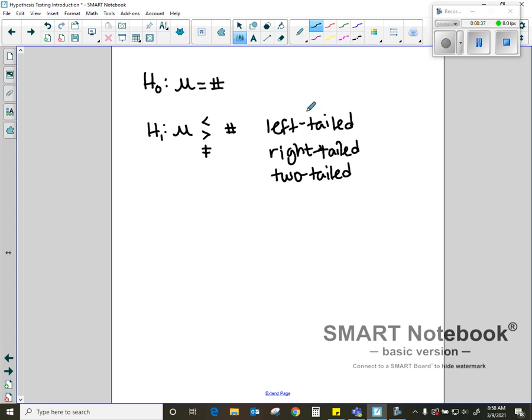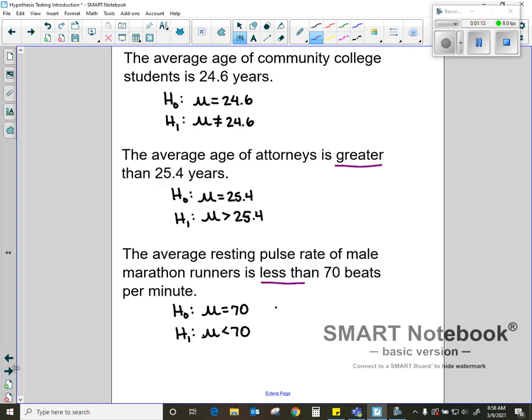What determines whether we have a left-tailed, a right-tailed, or a two-tailed test is the symbol that shows up in our alternative hypothesis. If we're trying to test the idea that the population mean is truly less than a number, then that's a left-tailed test. If we're testing whether or not it's greater than that conjectured value, then that's a right-tailed test. And if all we're saying is, well, it's either equal to this number or it's not, then that's a two-tailed test. So the inequality symbol in the alternative hypothesis is what determines the type of test.